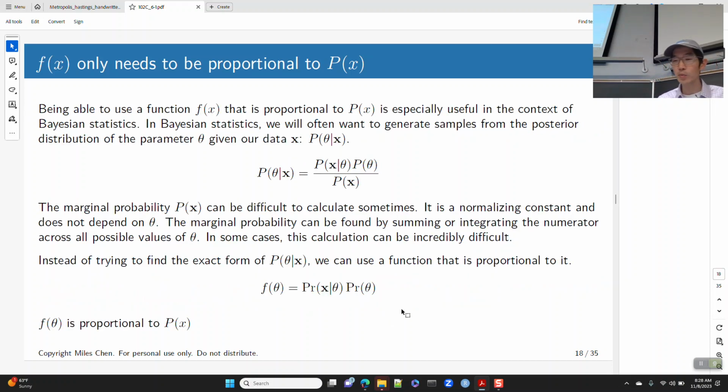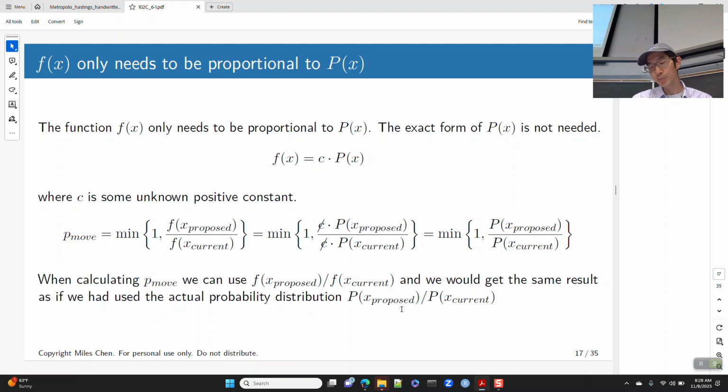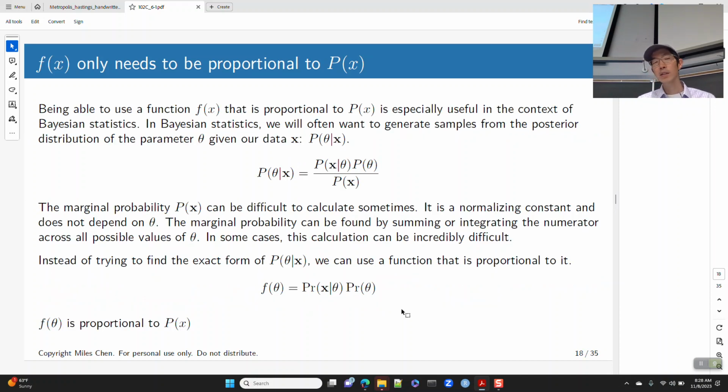And why is that a useful fact? Okay, it's especially useful in Bayesian statistics, right? So in Bayesian stats, our posterior distribution, this is usually what we want to get. Probability of our unknown parameters given the data that we have, x, okay?